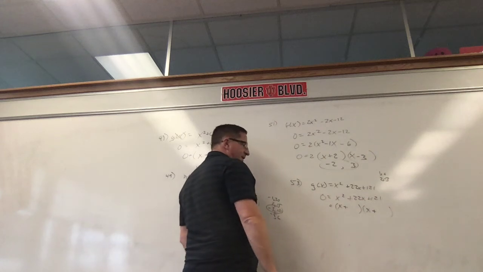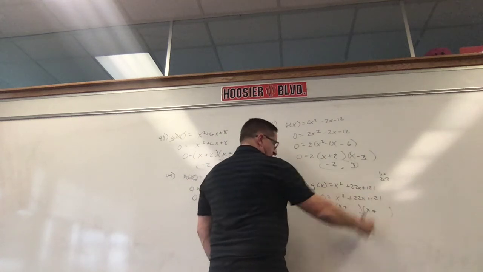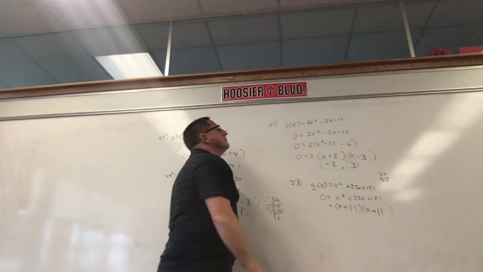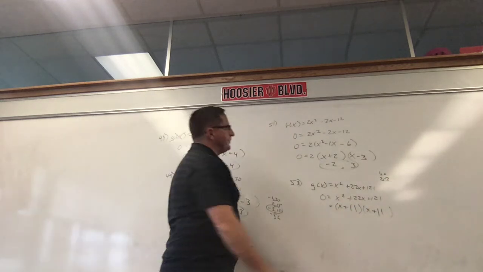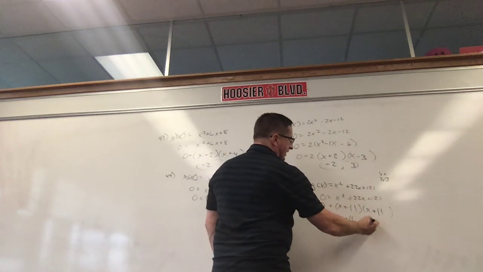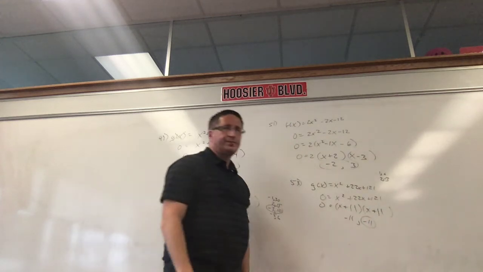And if you know your times tables, this one's not that bad. It's times to get 121. 11 times 11. And that works because 11 plus 11 is 22. So my answers are negative 11 and negative 11, so just negative 11, just one.